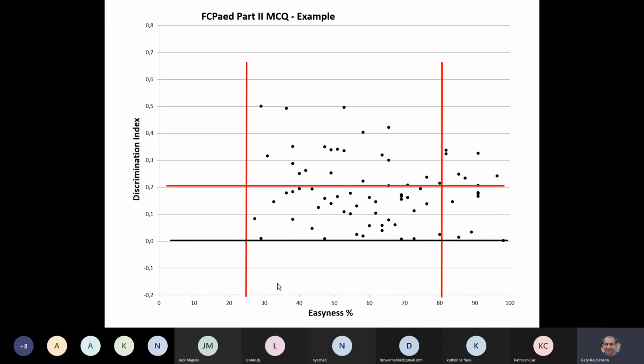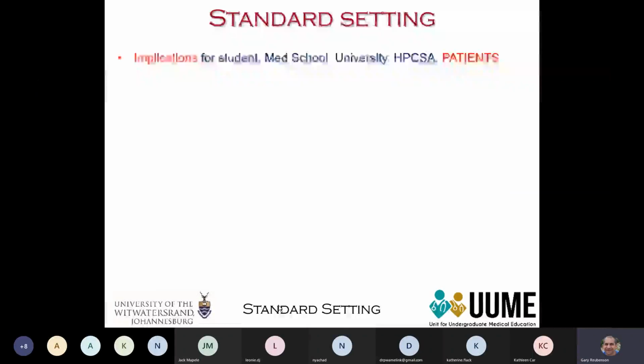Then the next thing that happens is a standard setting process. Now, I don't want to spend too much time on this, but what this refers to is how you decide what the pass mark is for that particular paper. The old days of having an arbitrary pass mark, where you said 50% or 60% or some other percentage, is no longer considered acceptable in most settings, because it doesn't take into account the fact that some papers are easier than others and some papers are more difficult.